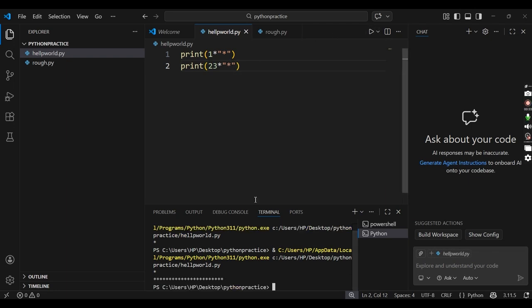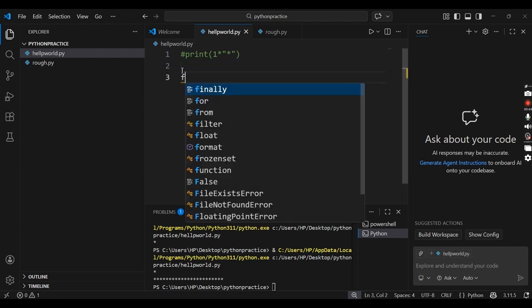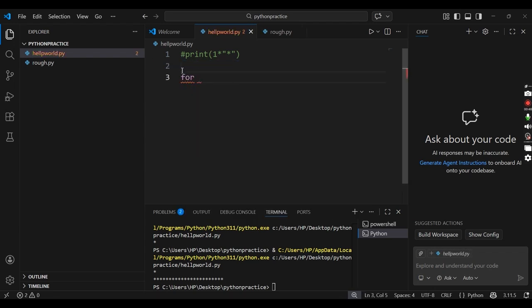Then 23 times the star will be printed. This is the concept which you must know: how many times will it be printed? And the next concept for solving this type of problem is you should know what this thing means.